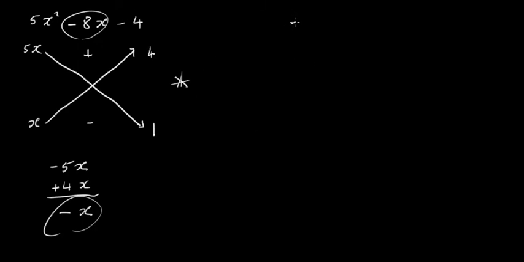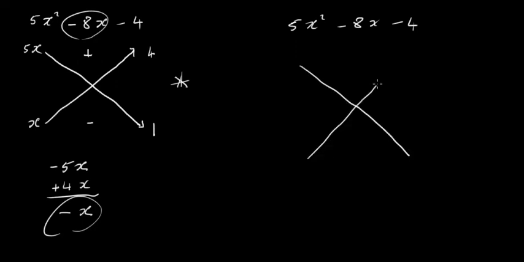So let's do it again. We'll take our 5x squared minus 8x minus 4. We'll do our big X here again. Put in the arrows here. 5x squared, there's only one possibility here, 5x. So it's actually 5x times x. 5x times x will give me 5x squared. Now the other factors of 4 here are 2 times 2.